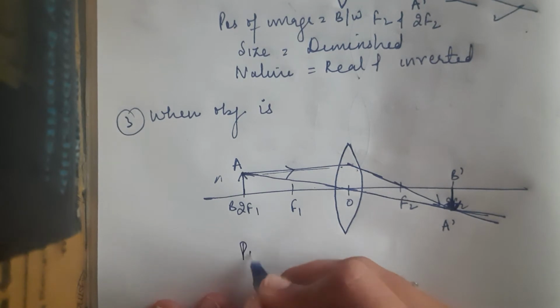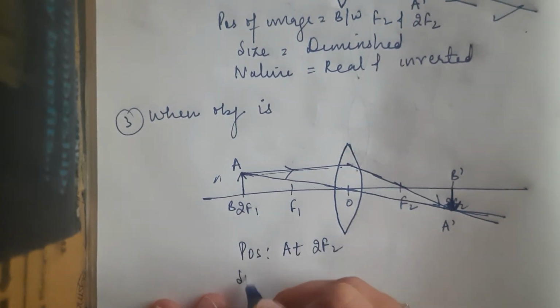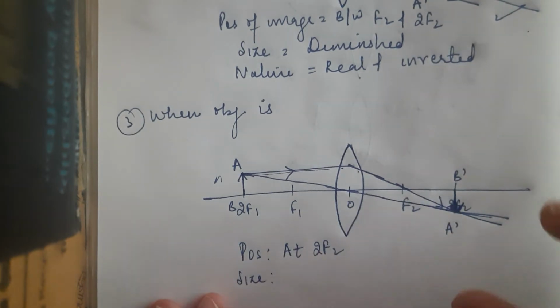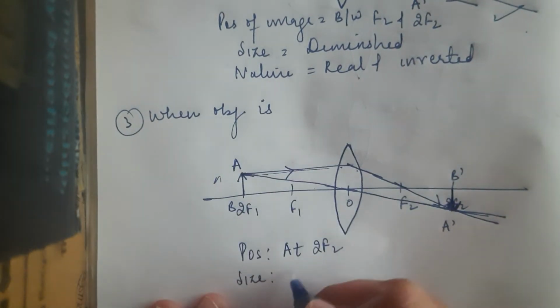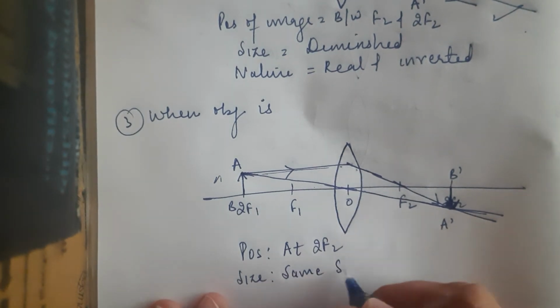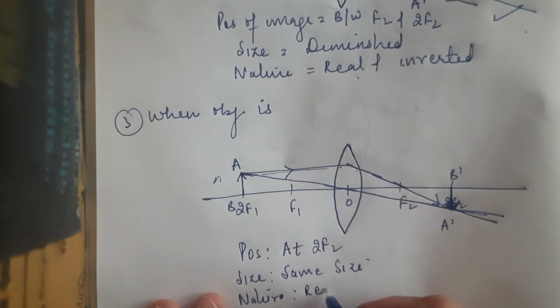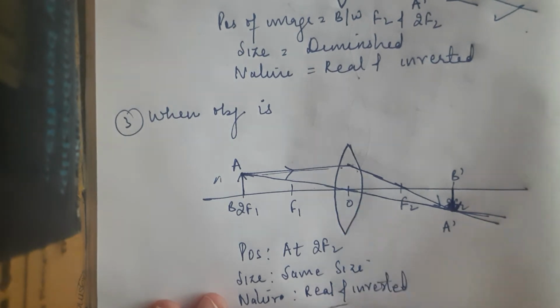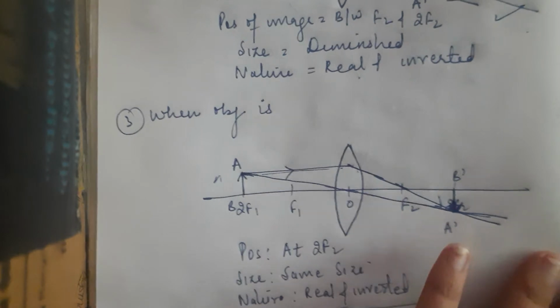So what is the position of the image? At 2F2. What is the size of the image? Same size, just measure it. It is the same size as that of the object. So this is same size. And what is the nature? Again, real and inverted. Right? So this is my case number 3. Let's move on to case number 4.